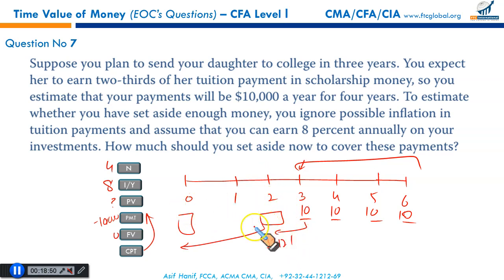So this 33,121, which is the value at the end of year 2, has to be brought to year 0. So you can simply divide it by 1.08 squared, since 8% was the rate. It will bring this to the present value, and that is going to be 28,396. So what did we do? First we calculated the present value of these 4 payments at the end of year 2, and then we brought it back to year 0 by dividing by 1.08 squared. So it's 28,396.